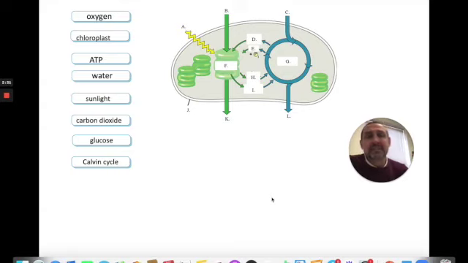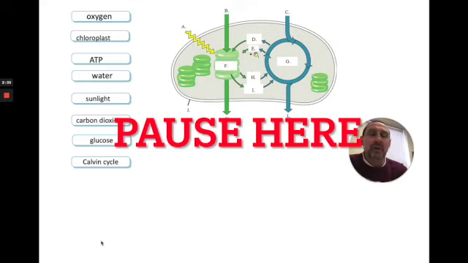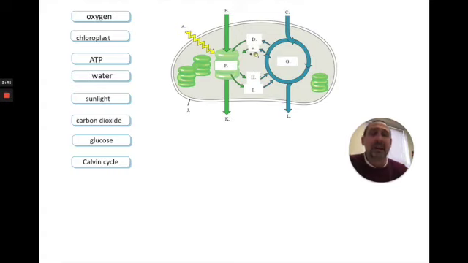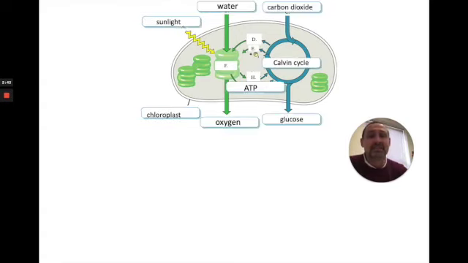Let's label this chloroplast and use that word bank to see what some of these major parts of this chloroplast are, as well as some of the products and reactants necessary for photosynthesis. Notice here we have water is required. That water is going to be split into hydrogens and oxygens. Some of those hydrogens are going to be used to make ATP. The oxygen is going to be released as a waste product.